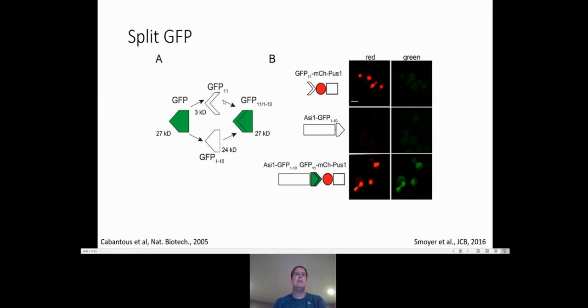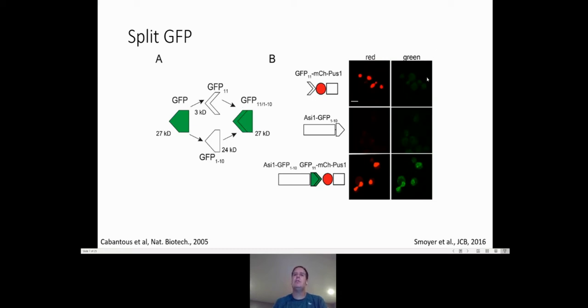And the basic concept is that the GFP molecule is split into two parts. And we call the little part GFP 11. The bigger part we call GFP 1 to 10. And when these two pieces come together, they become fluorescent. So they're non-fluorescent on their own, and they become fluorescent when they come together. And they bind with relatively low affinity to one another.